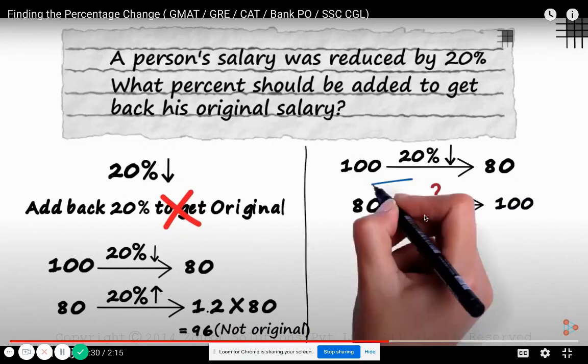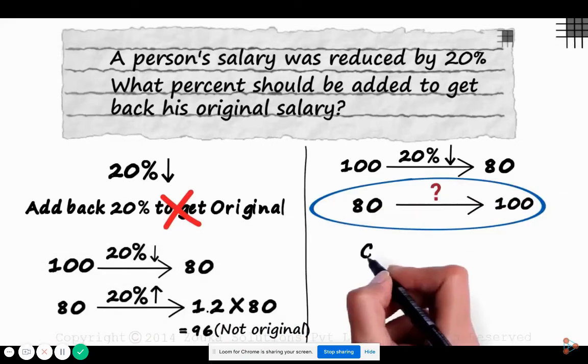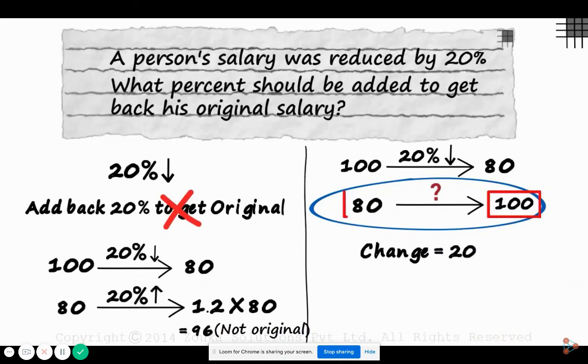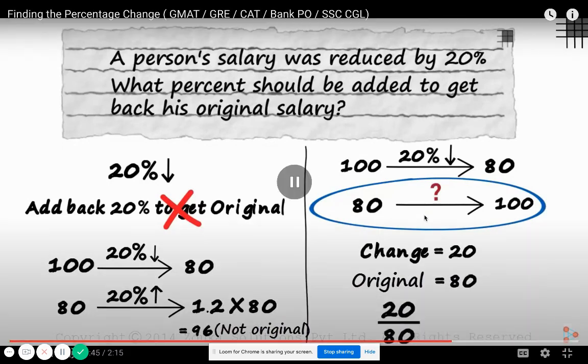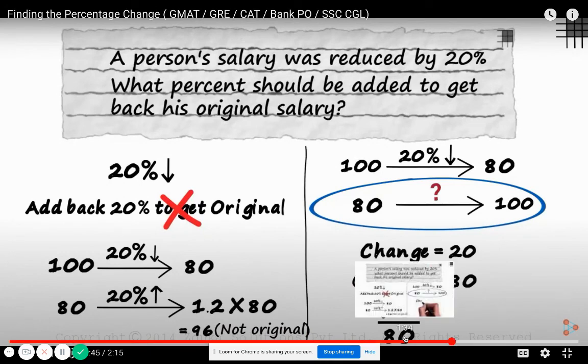To avoid confusion, just look at this in isolation. The change is 20, 100 minus 80 is 20, and the original number is 80. So the percentage change will be 20 over 80. So this is how you're going to find it. After she solves this particular problem, I think the answer will be 25%. It's okay if you don't understand all the calculations; by the end of this module, if you revisit this video, you'll be able to understand what calculations she did.